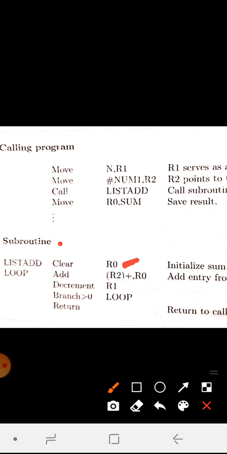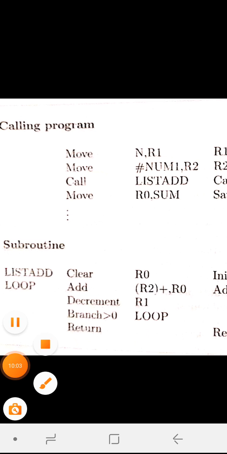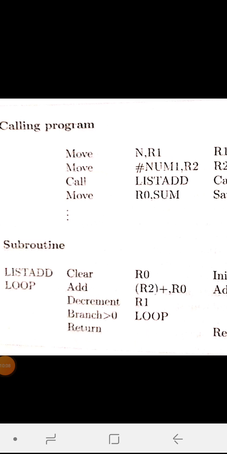After every addition you decrement R1. If your counter is greater than 0, then you loop back and perform the same additions. Once the counter becomes 0, you say return. Where will you return? You will return to the main program, soon after the call instruction. Soon after the call instruction, it says move R0 comma sum, meaning the result stored in R0 will be moved into sum. So this is the program we have already written, adding the n numbers.